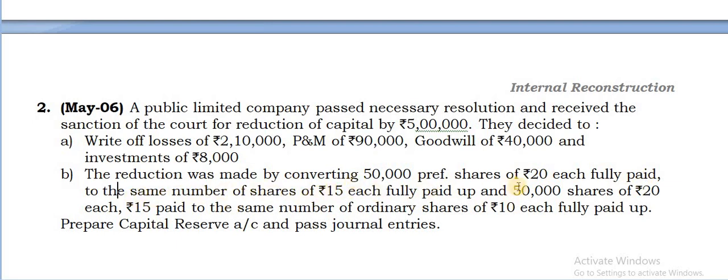So here the conversion has happened. So completely 20 rupees worth is reduced to how much? It is reduced to 15 rupees worth. So the foregone amount, how much is it? 5 rupees is foregone. See this, 20 each reduced to 15 each, right?